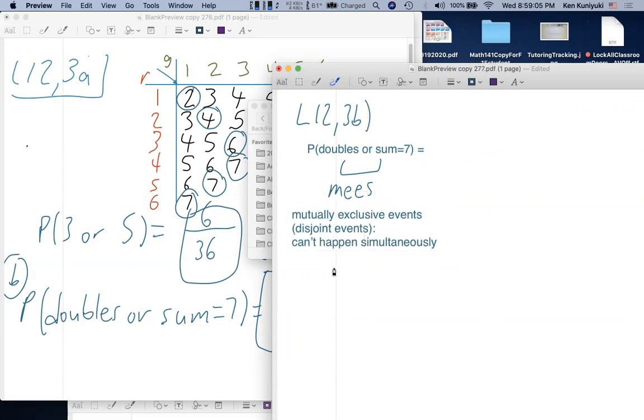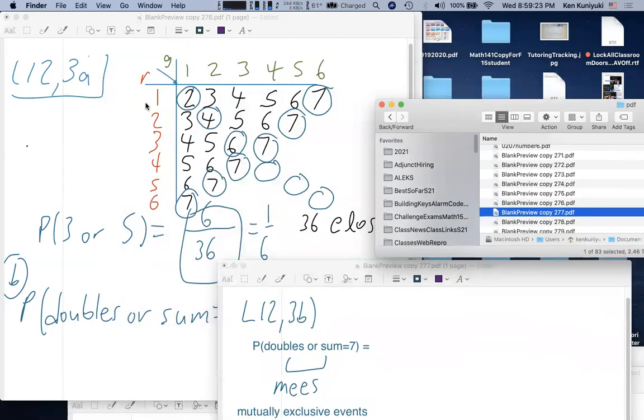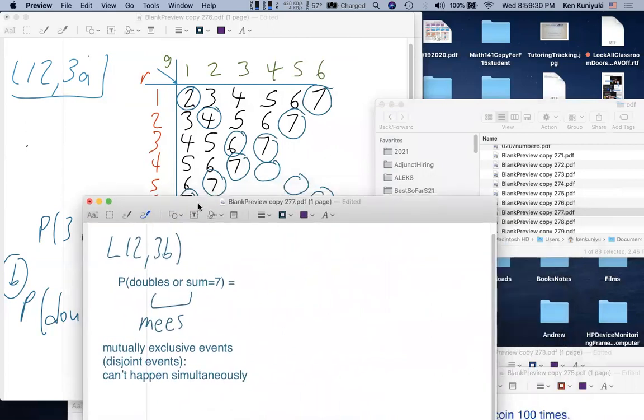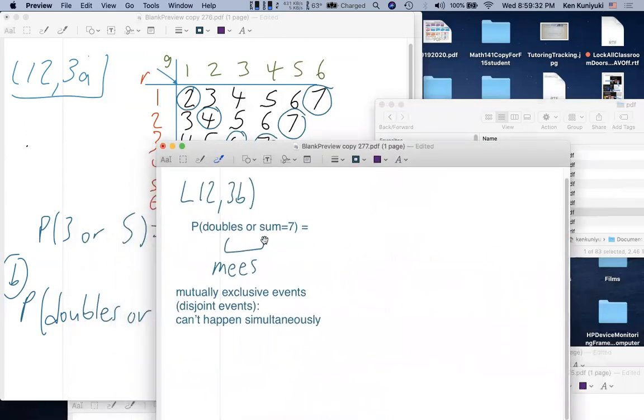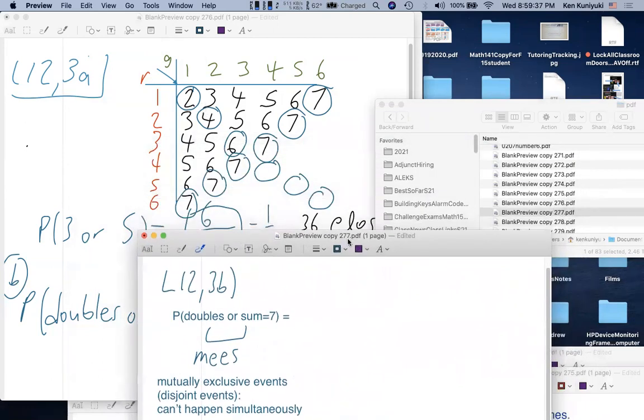All right. Now, I claim to you that these are MEs. Here's a clever way of looking at it. Can you explain to me why it's impossible to get doubles and a sum of 7 at the same time? I'll give you a hint. If you roll doubles, what kind of number does the sum have to be? Very good, even. Is 7 an even number? No. There's no way that you can get doubles and 7 at the same time.